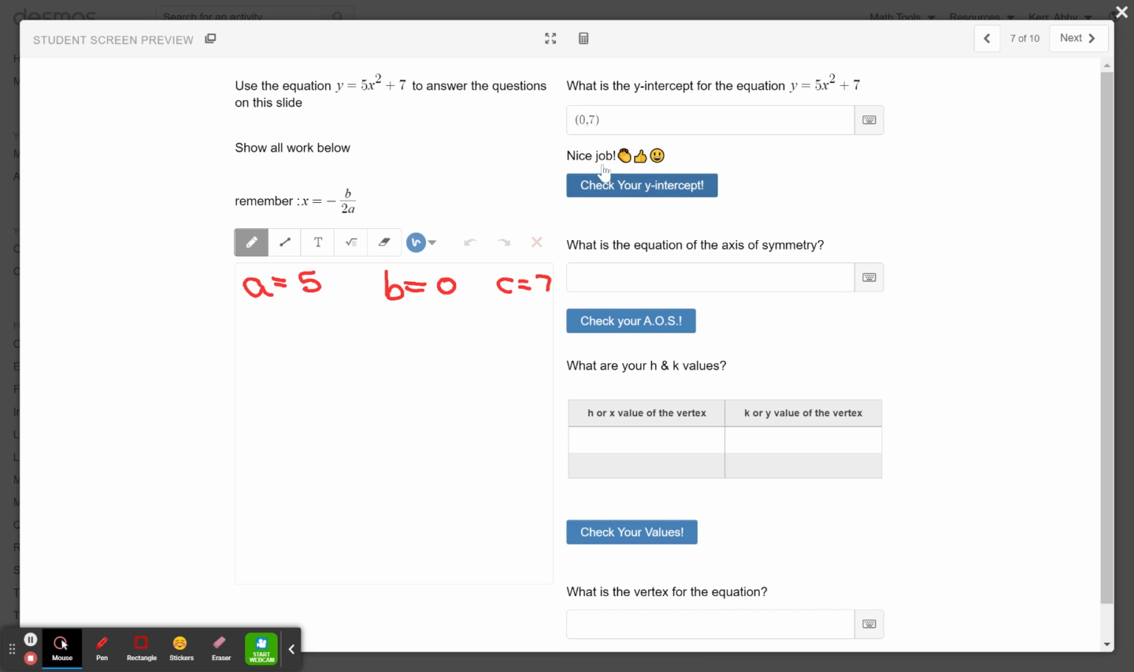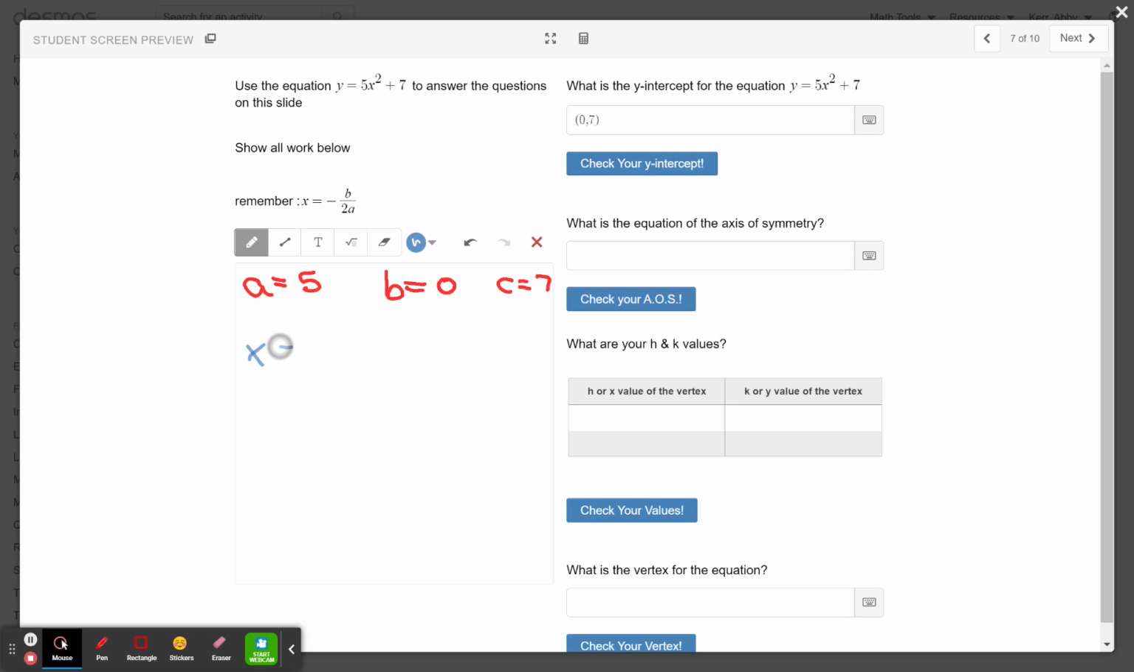I'm going to check it. All right, fantastic. And then I'm just going to plug it in. And I understand that some of you are like, well, 0 can't be positive or negative. The negative just comes from there. So just get in the habit of writing it. It's fine. The opposite of 0 over 2 times 5 is always going to be 0. Whenever you have 0 on top, that's what happens to it.